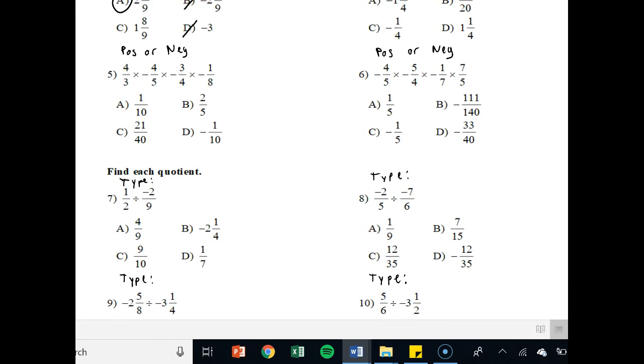So number 5, I don't ask you a type, I just ask you to tell me if the answer is going to be positive or negative. So for instance, if I've only got 2 negatives, that means my answer is going to be positive because I have an even amount of negatives.